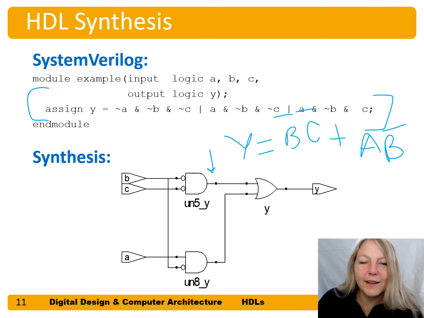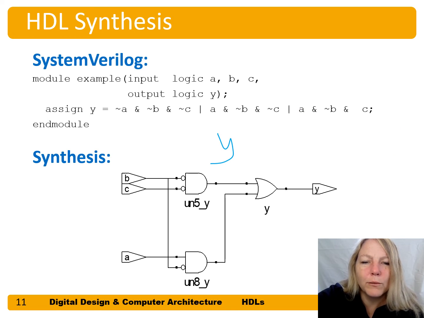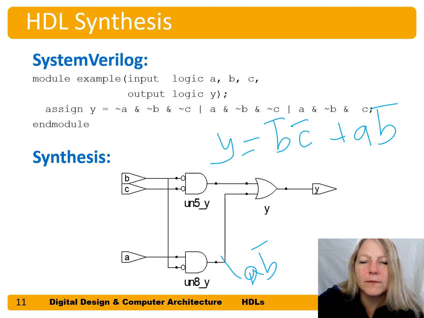And this is case sensitive. SystemVerilog is case sensitive, so even better would be to put those in lowercase, so we recognize that case sensitivity. Y equals B bar, C bar, or A and B bar. And here's the A and B bar.